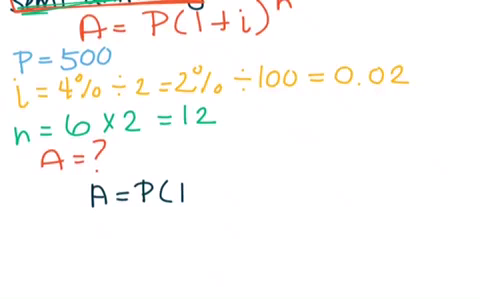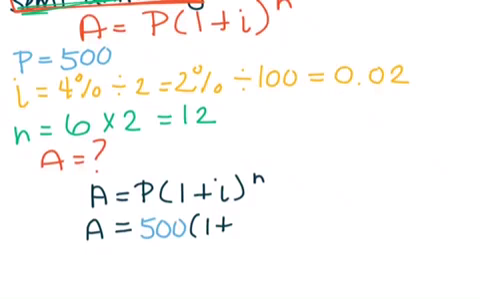And now we're just going to plug in the information we know. Do we know what A is? Nope. So I'm going to write A again. Do we know what P is? Yes, it is 500. So write 500. We can just write 1. Do we know what i is? Absolutely. We know it's 0.02, so that's what I'm going to write. And do we know what n is? Definitely. We're going to write 12.